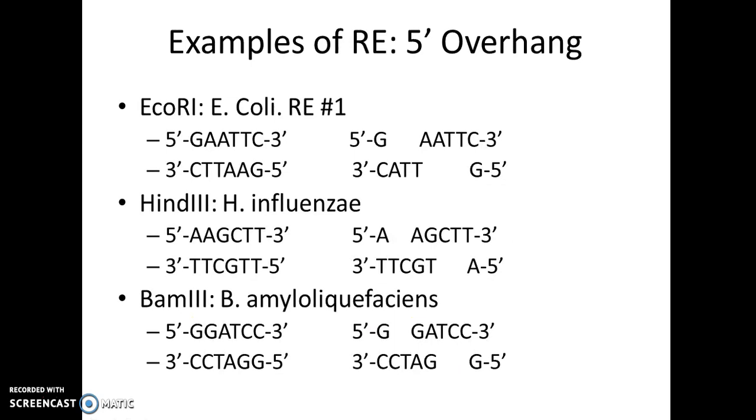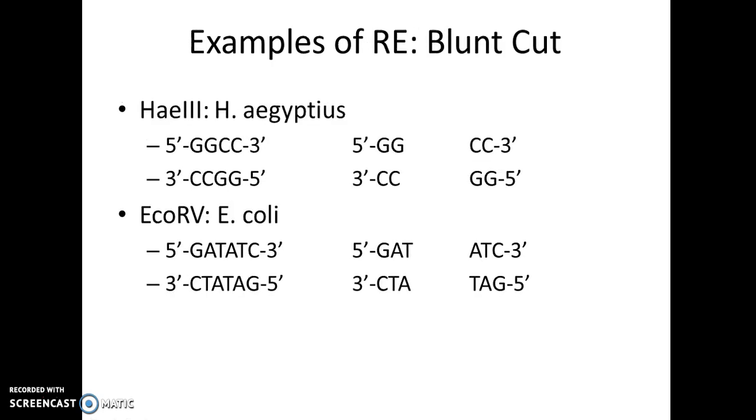So what does a blunt end cut look like? It cuts straight through. Like HaeIII from H. aegyptius, which cuts between the G and the C of GGCC, and EcoRV, which is from E. coli, cuts GATATC, after the first T. Right there. So these are blunt ends, and they don't join up, and it's hard for them to join up with other DNA sequences, not like the 5' overhang, which joins readily with other similar 5' overhangs.